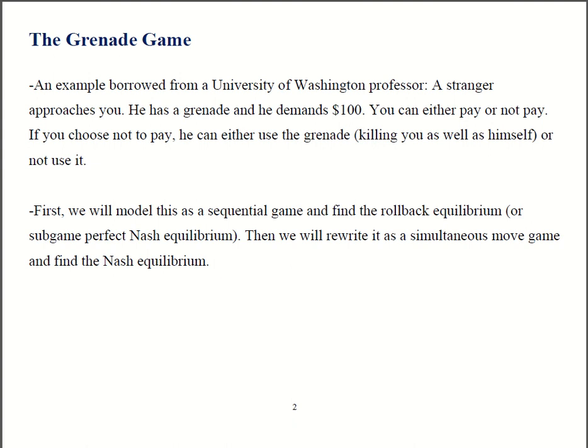He imagines the following scenario. A stranger comes up to you and says, "I have a grenade, and you better give me $100. We're going to pull the pin on this grenade and kill us both." So you have two choices here. You can pay or you can not pay. If you choose pay, the game is going to end.